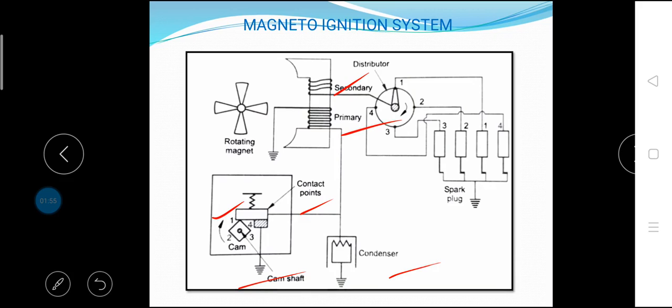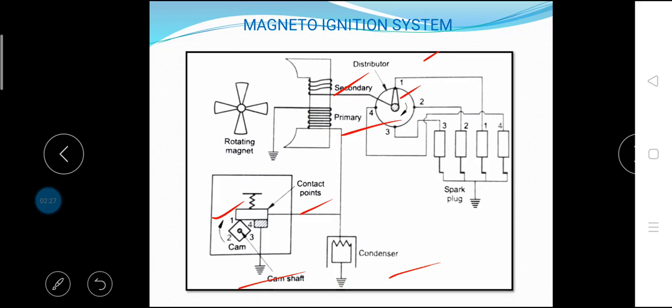The purpose of the condenser is to suck the current from the primary when the primary circuit is broken, which helps to decay the magnetic field rapidly and enhance the process of increasing the voltage in the secondary. The high voltage generated in the secondary is carried through the distributor to point 1, to spark plug 1. The spark is generated due to high voltage across the spark plug gap.